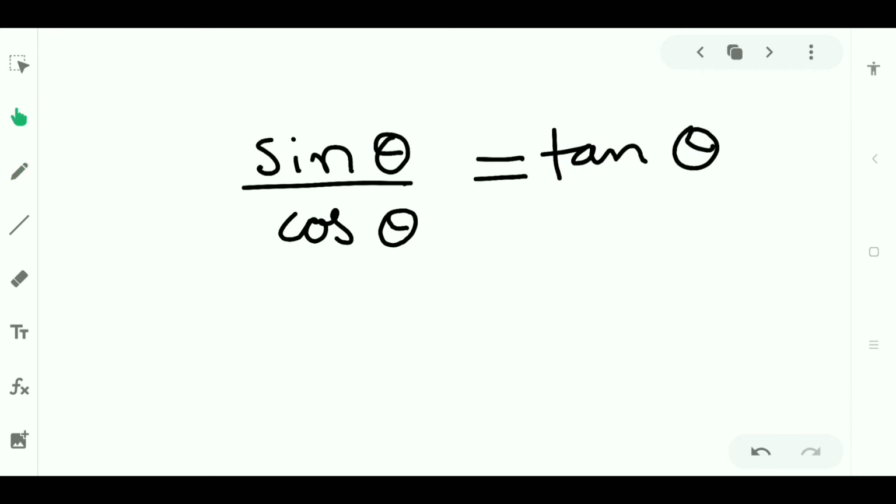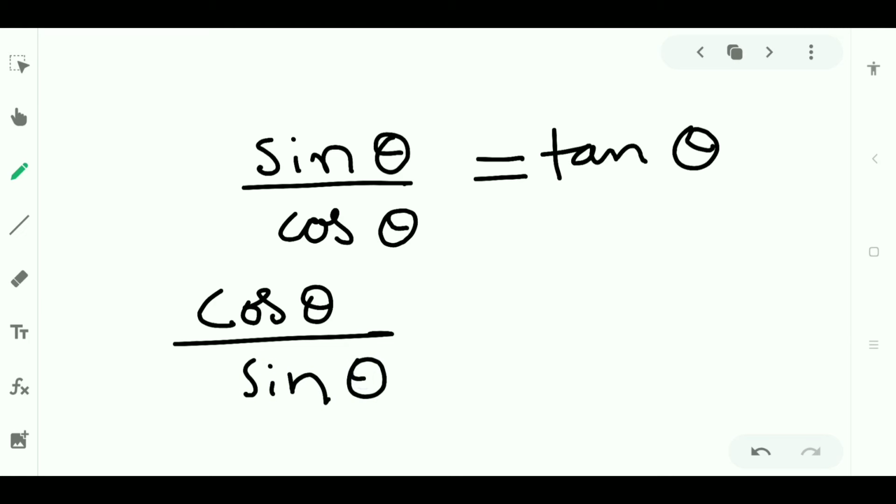These all are formulas. You just have to remember these. Once we are thorough with these formulas, we can proceed with the problems of trigonometry. Sin theta by cos theta is equal to tan theta. In the same way, when you reciprocate it, cos theta by sin theta, you are getting cot theta. Okay, you know 1 by tangent is equal to cotangent.